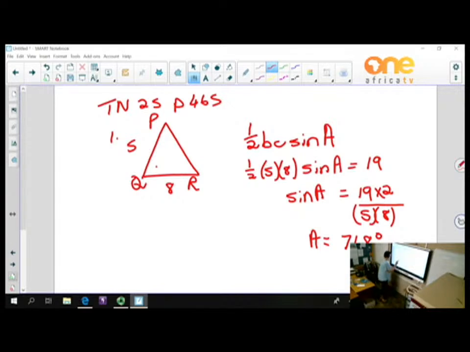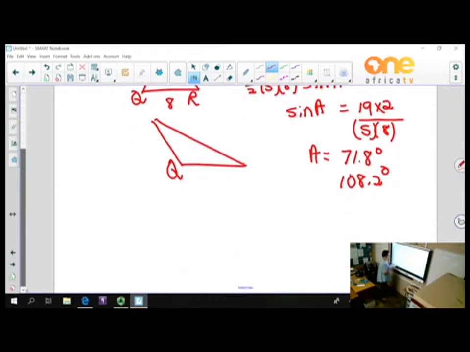But now remember, the picture can also look like this because we don't know the size of Q. So it might have been an obtuse angle as well. So all that we do then is we say 180 minus that 71.8, and then I got 108.2 degrees. So it might have been that as well. There's more than one possibility. Right, number 2, triangle ABC.